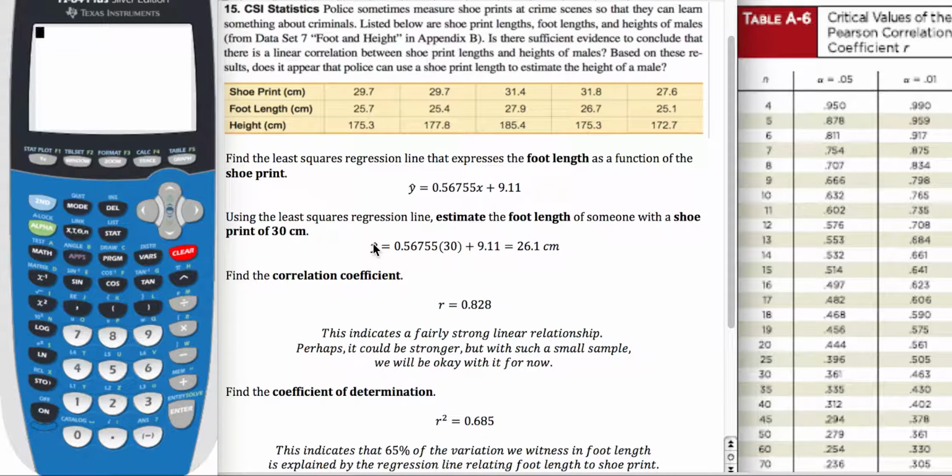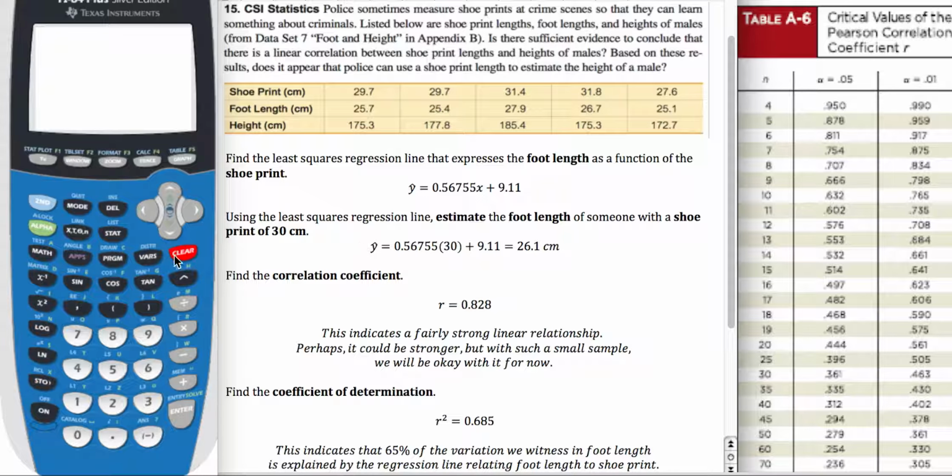Consider the following linear regression problem. The problem states that police sometimes measure shoe prints at crime scenes so that they can learn something about the criminals. Listed below are the shoe print lengths along with the foot lengths and the heights of the males. We're going to first investigate the foot length as compared to the shoe print length.